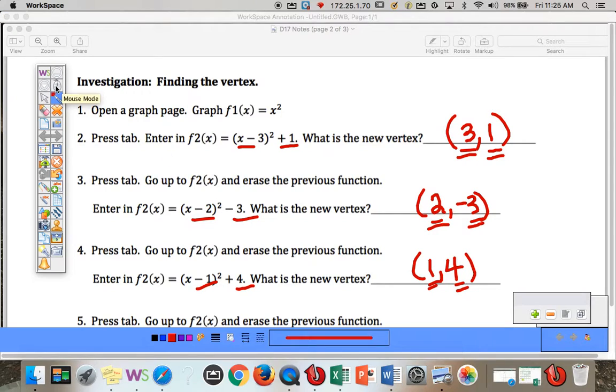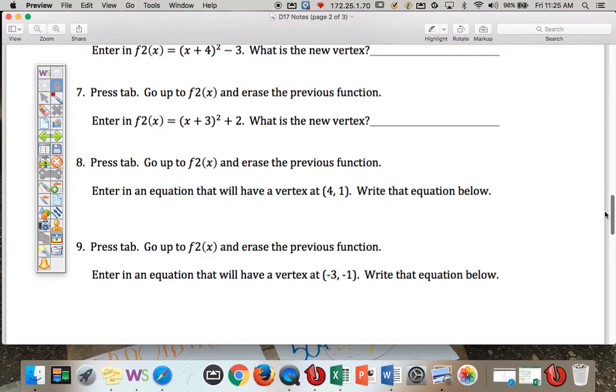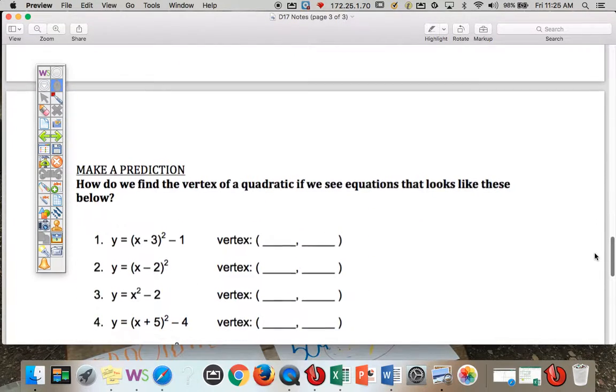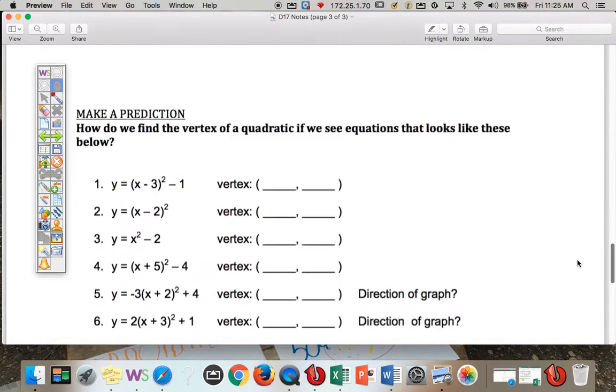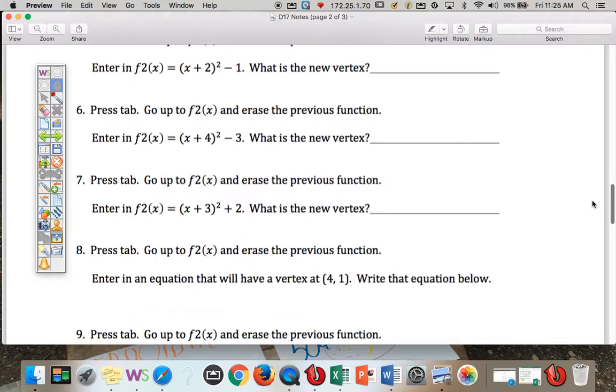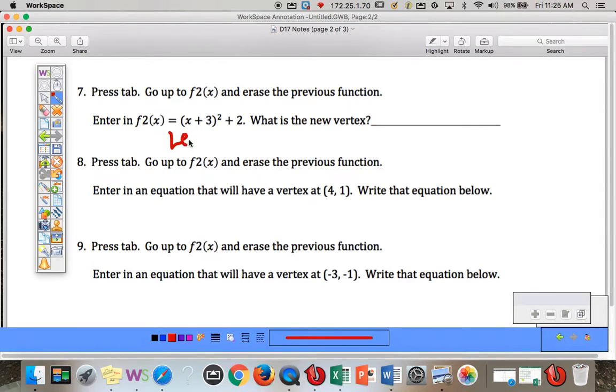So make predictions or use your calculator and see if you can predict the vertex of the following functions. All right, and then make a prediction. Okay, so here's the rule. If we look at it, the x plus 3 will move the graph left 3, up 2. So this will be negative 3, 2. If you notice, it's the opposite of what's inside the parentheses, but what stays on the outside of the parentheses stays the same.